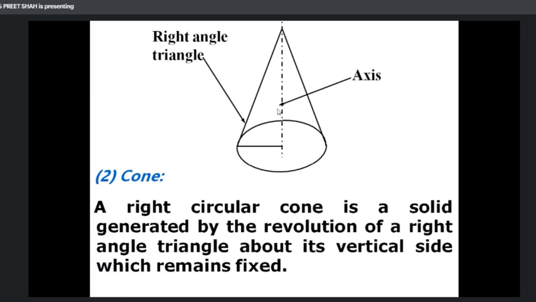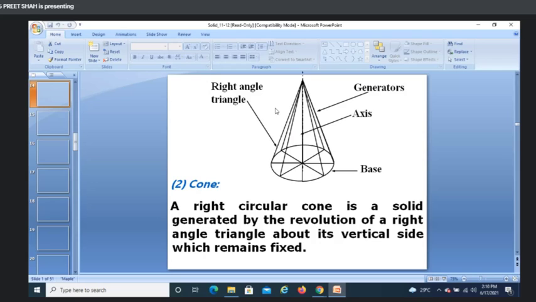Good. In a cone and a cylinder, the base is the circle.